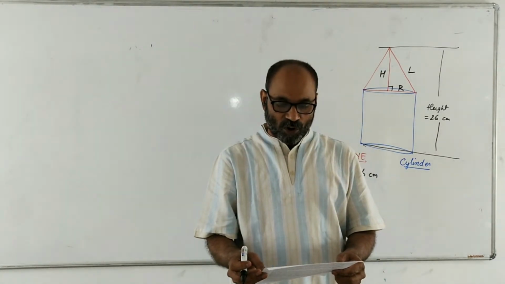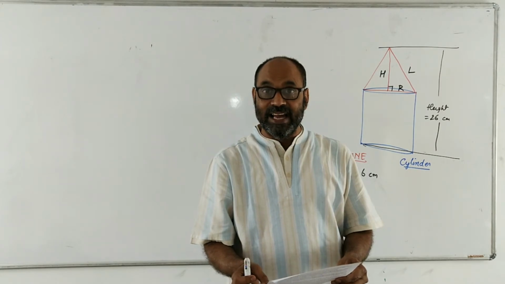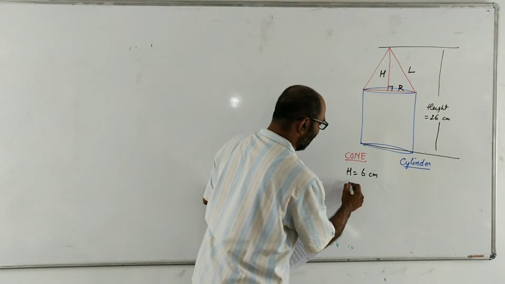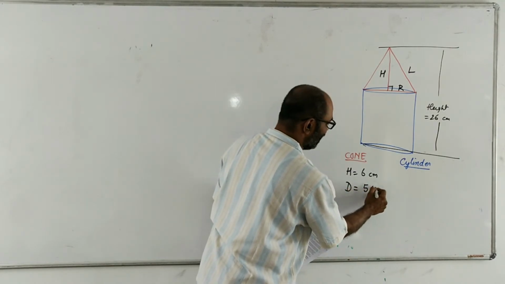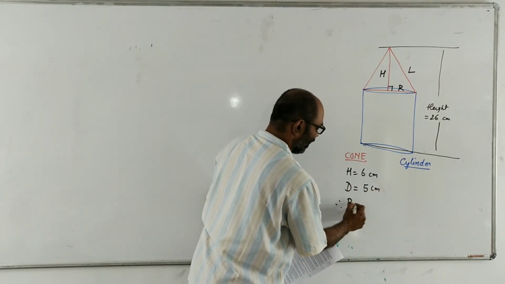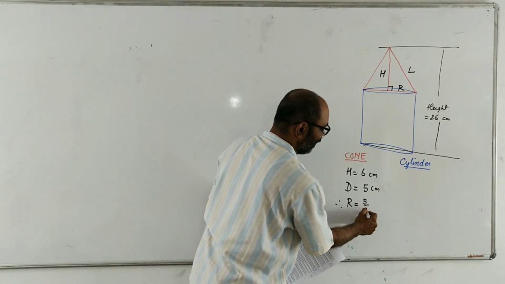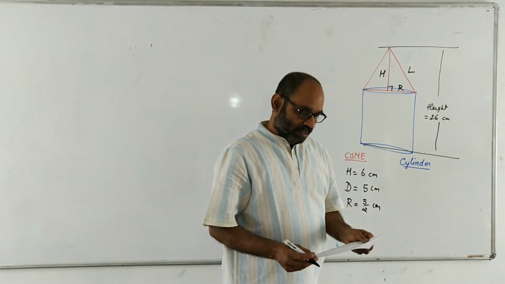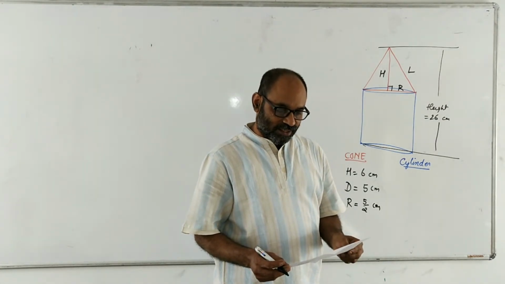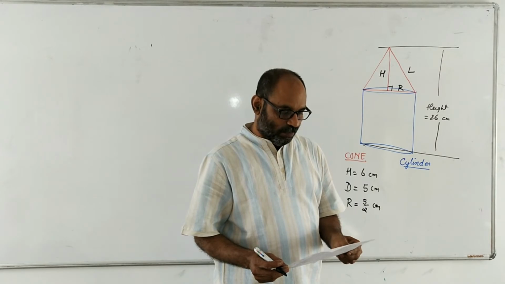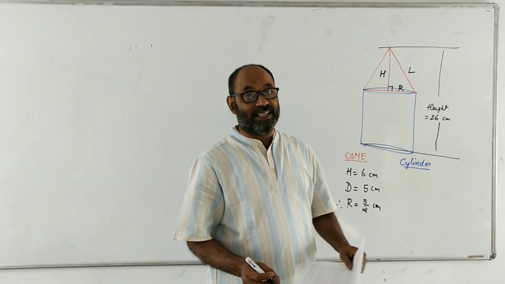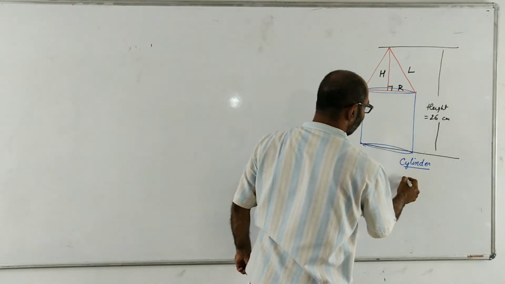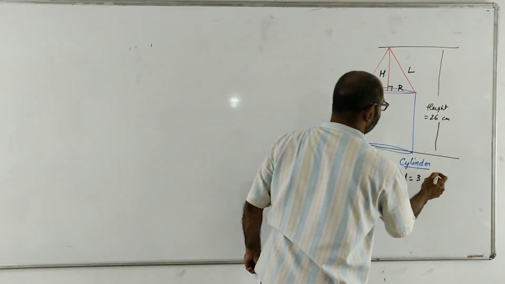The base of the conical portion has diameter 5 centimeter. जो conical portion है, उसका diameter that is 5 centimeter. So obviously radius will be 5 by 2 centimeter. Correct? Okay. While the base diameter of cylindrical portion is 3 centimeter. Now you come to know this diameter of cylindrical portion is only 3 centimeter.